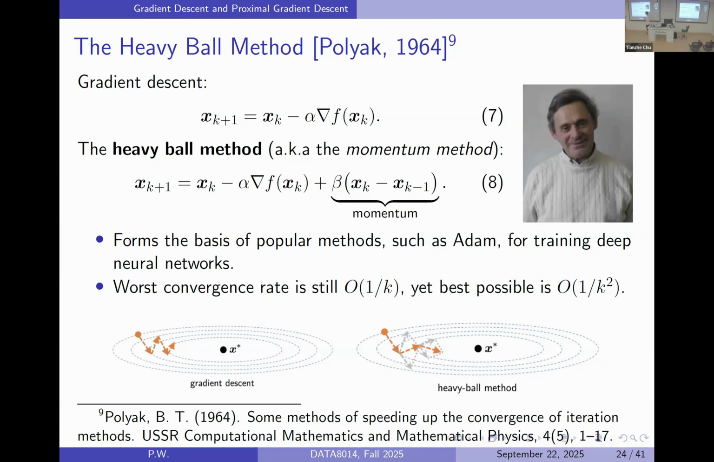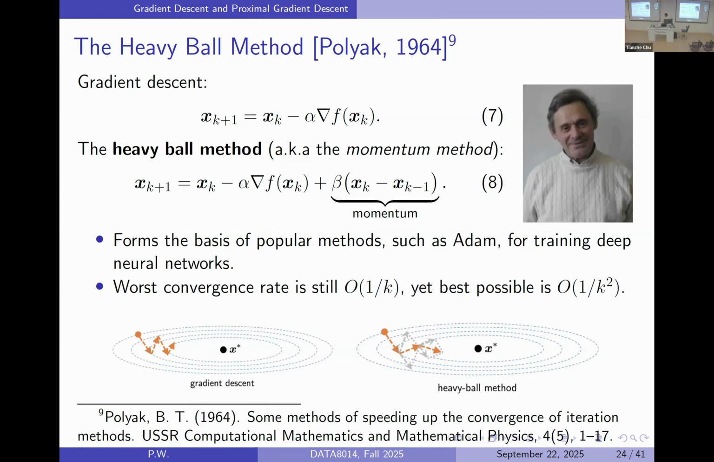It has been shown in the literature that in the worst case, this algorithm may have no acceleration over gradient descent, but in some good cases, this algorithm can achieve a rate of order 1 over k squared. This convergence rate obviously is much faster than the worst case convergence rate, right? Yeah, that is the heavy ball method.